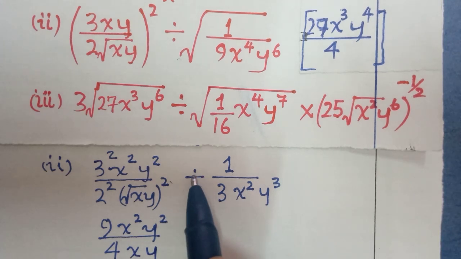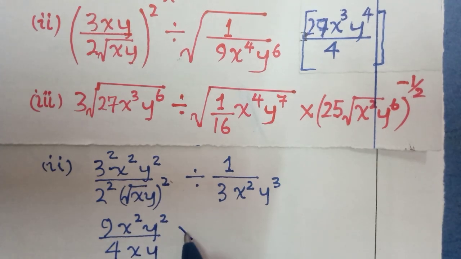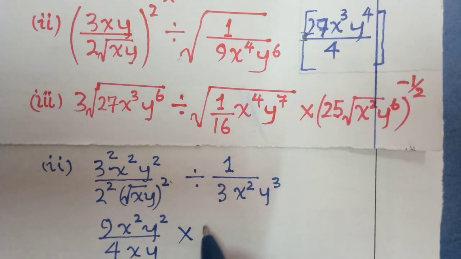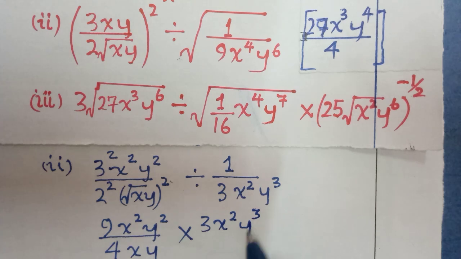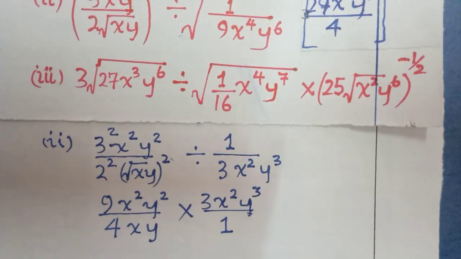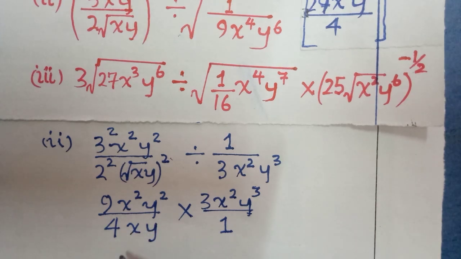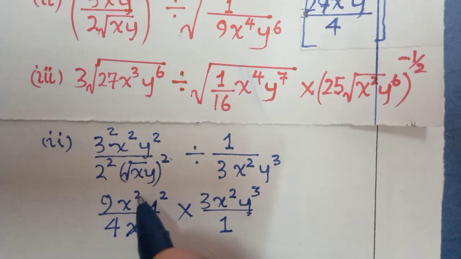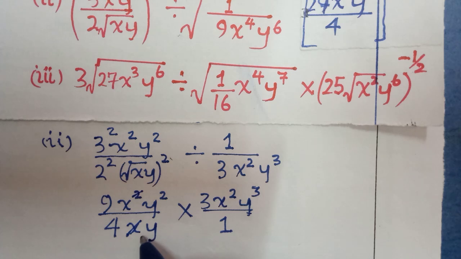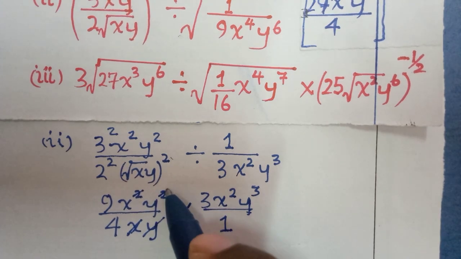For us to change this division sign, we put times, then we have to get the reciprocal of that, which is 3x squared y cubed, now all over 1, like that. Come now and cancel those that can be cancelled. You can cancel this x and this x, so that this one remains to be 1, like that. Cancel that one. This one now remains to be only 1y.